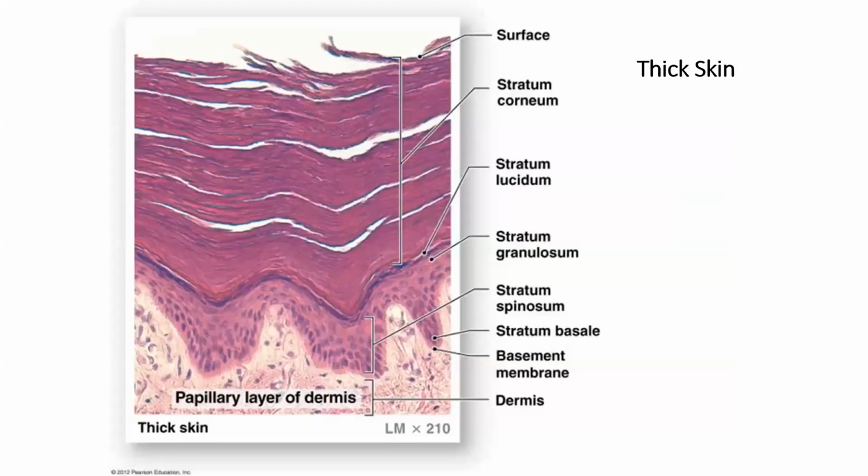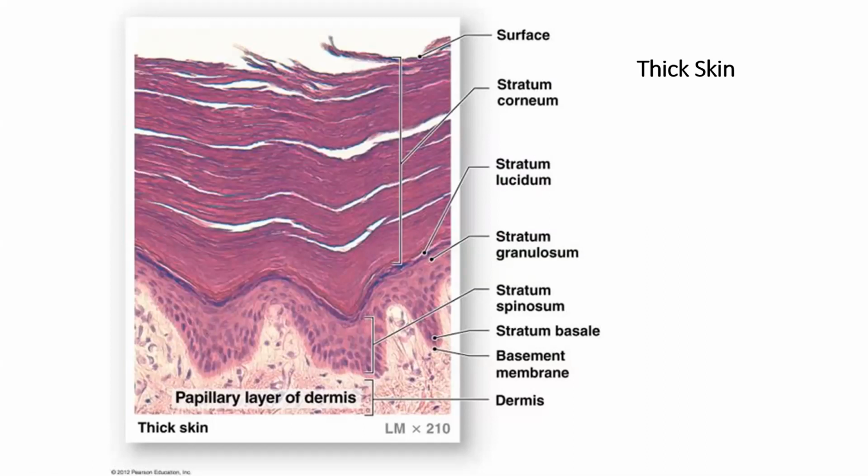Here we have the 5 layers that are found in the epidermis. From superficial to deep, they are the stratum corneum, the stratum lucidum, the stratum granulosum, stratum spinosum, and last but not least, the stratum basale, also known as the stratum germinativum. Both are interchangeable, and so they can both be used at any time to describe that deepest layer.